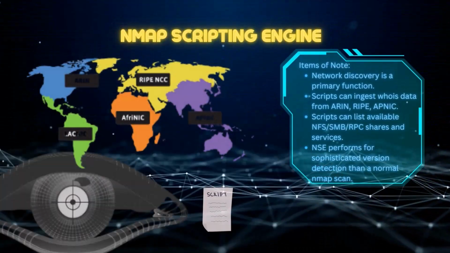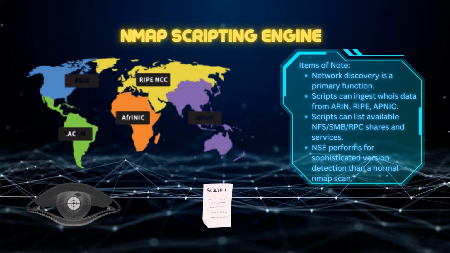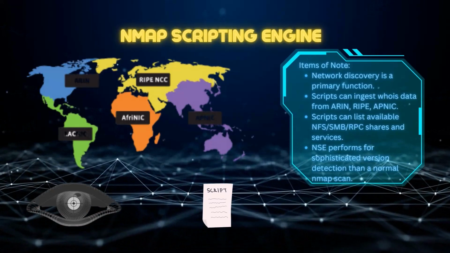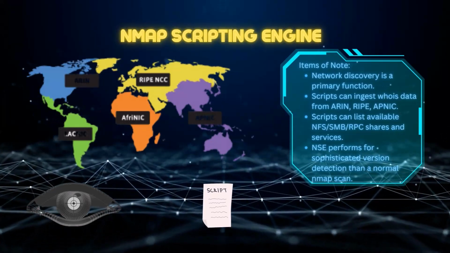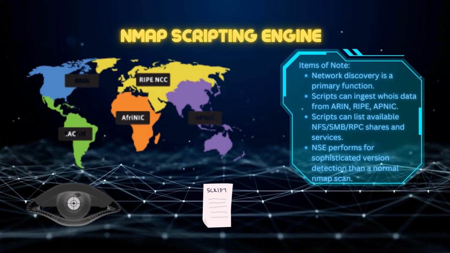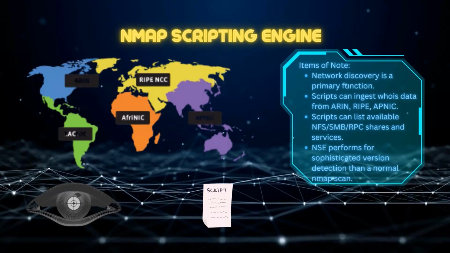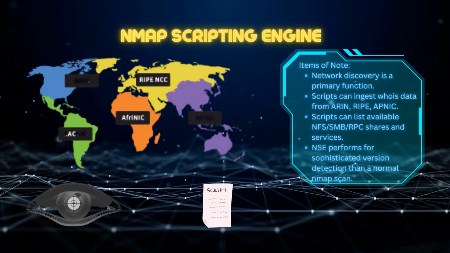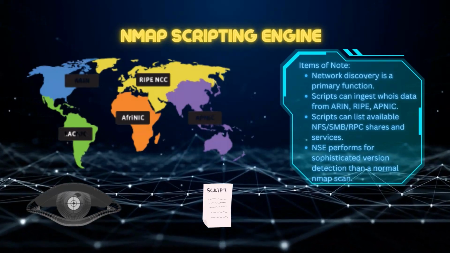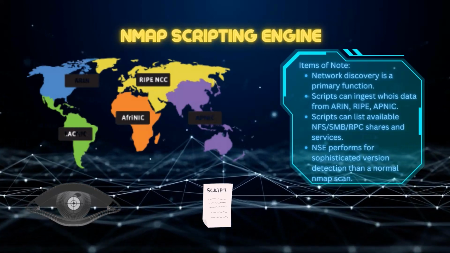Network discovery is one of the primary functions of Nmap. NSE can perform tasks such as looking up whois data based on the target domain, querying ARIN, RIPE, and APNIC for target IP to determine ownership. It can also perform identity lookups on open ports, SNMP queries, and listing available NFS, SMB, RPC shares and services.